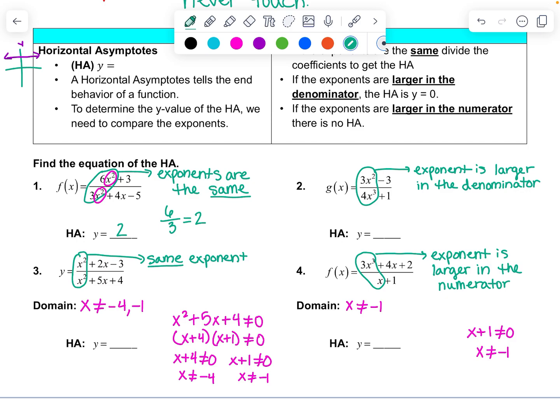If I jump over here to number 2, we see x squared over x to the third. That means the exponent is larger in the denominator. We go back up to our rules up above. If it is larger in the denominator, we have y is equal to 0 for our horizontal asymptote.